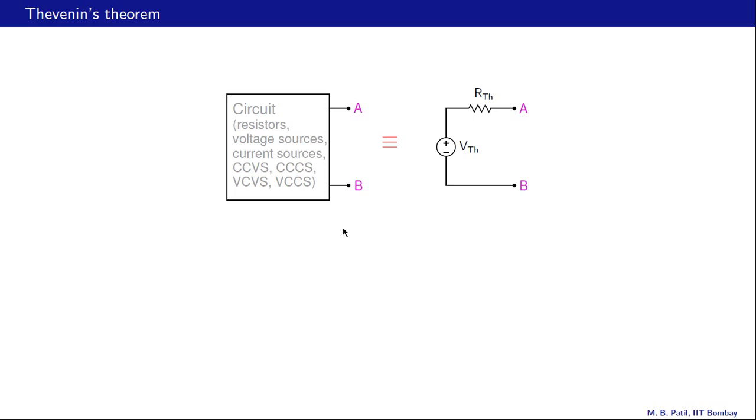And now imagine that we have a load resistance RL connected between A and B to the original circuit as well as to the Thevenin equivalent circuit. Then Thevenin's theorem says that the load resistance does not see any difference between the original circuit and its Thevenin equivalent. That means the voltage across the load resistance or the current through the load resistance would be identical in these two cases. Alright, now the next question that comes up is how do we figure out VTH and RTH from the original network? So let us look at that.